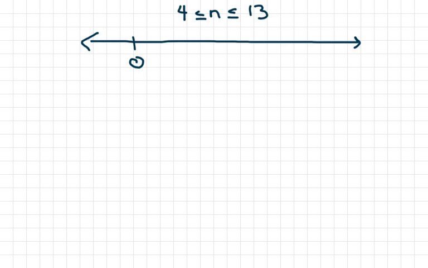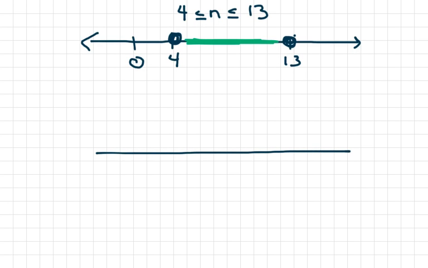Next one, we have n is in between 4 and 13, so I'll do something like this, kind of approximate it. It can equal it, so I'm going to close the circles, and it's all values in between. All right, now I'll do one more, and let's make something up. So this was the number line. Let's do another one. So n is in between -1 and 5.